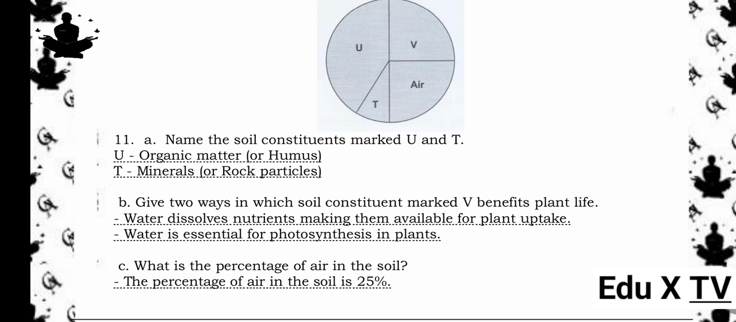Water dissolves nutrients, making them available for plant uptake. Water is essential for photosynthesis in plants. C. What is the percentage of air in the soil? The percentage of air in the soil is 25%.